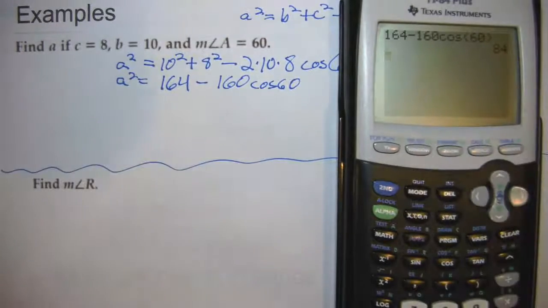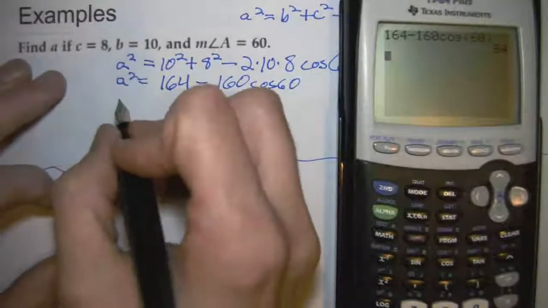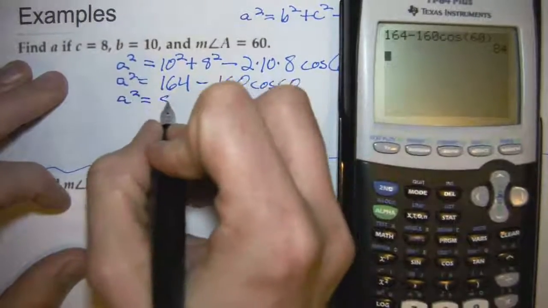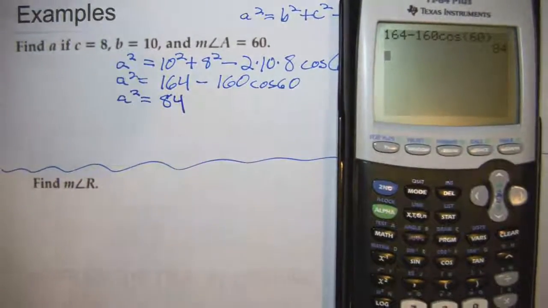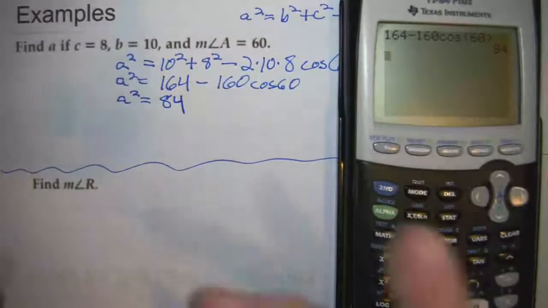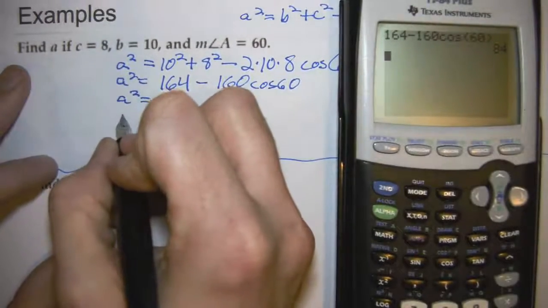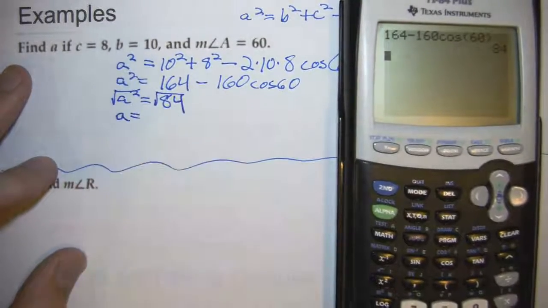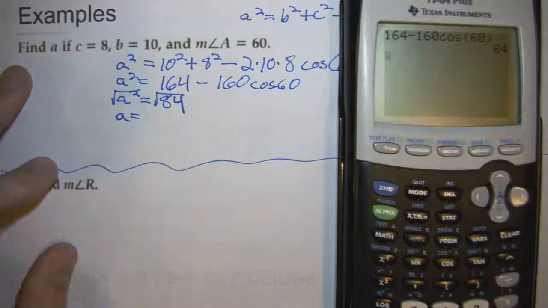And notice we get a nice whole number, which in trig is kind of odd, but it happens every now and then. Even a blind squirrel finds a nut. So a squared is equal to 84. Now remember, we don't care about what a squared is. We just need a. So there are a couple variants. One version is, of course, take our square root here on both sides, and we would need to simplify that square root if we want an exact answer.